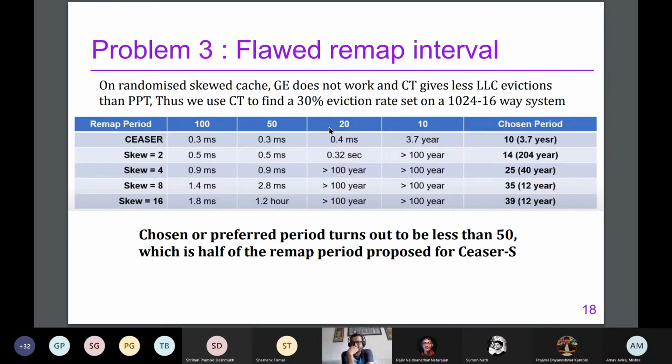The table gives you the results for various scenarios, and if we assume that the security level we want has to be more than a year, then the chosen periods for each of them are on the rightmost side of your column, which shows that a 10 access count might be good for Caesar, similarly 14 for Q2, 25 for Q4. So all of them are basically less than 50 LLC counts, which is half of the remap period proposed by Caesar S, which was 100 LLC counts. So is this a problem for us?